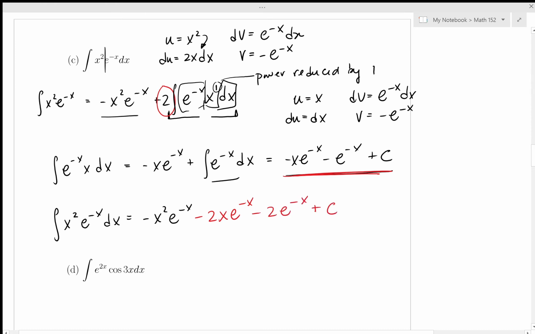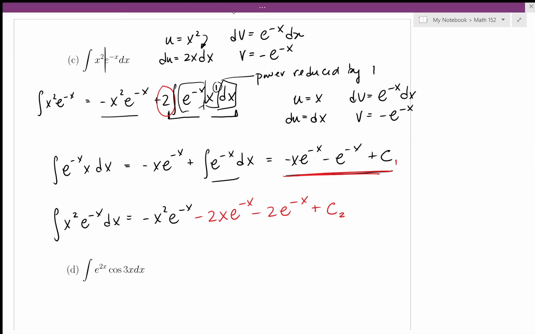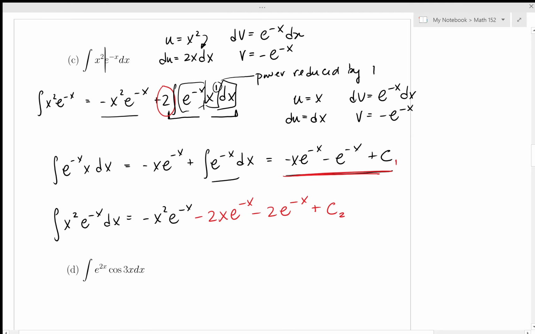Okay, I recognize I didn't multiply the c by 2, but it doesn't matter. It's just some constant. If you want, I could call this one c1 and this one c2. They're not the same number, but we don't care. We just need a constant there, and we often just lump all the constants together as one, or if we multiply a constant by some other number, we don't care. It's just some constant, so we don't have to really keep track of that. It's some number. Right, so that's an example where you had to go integration by parts twice.